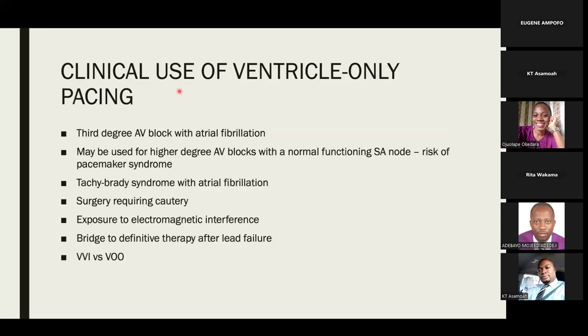Now, ventricle only pacing. If you have a third-degree AV block in a patient who has atrial fibrillation, you'll want to do ventricle only pacing. The reason being that if you are pacing the atrium, it's going to pick up all these fibrillatory impulses, and therefore it is also going to result in ventricular fibrillation because everything will be transmitted down the ventricular lead as well. So you would want to do ventricle only pacing for atrial fibrillation. You can also use it for higher degree AV blocks where you are certain of a normal functioning SA node.